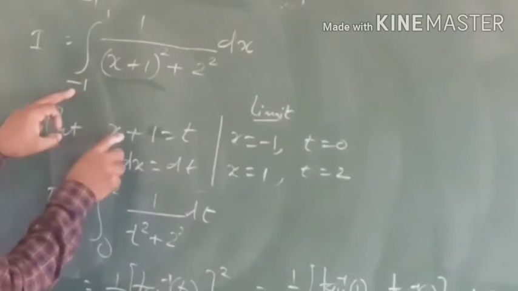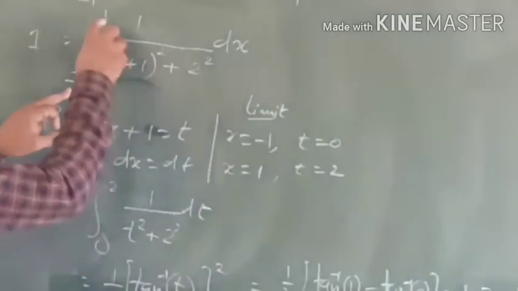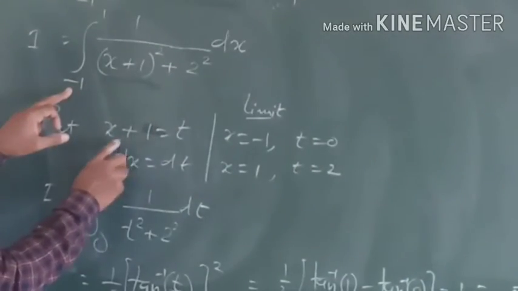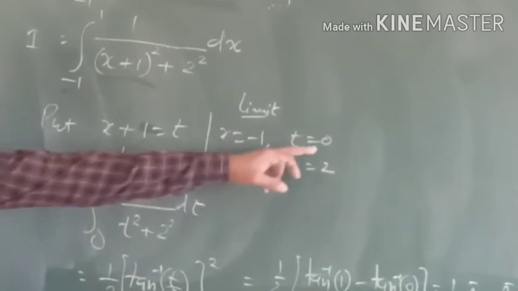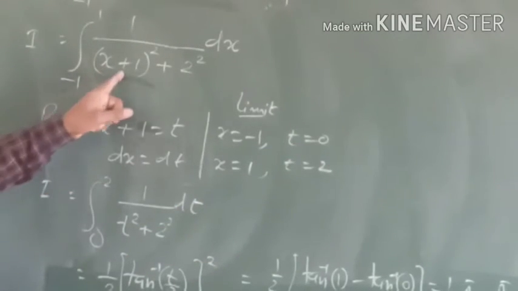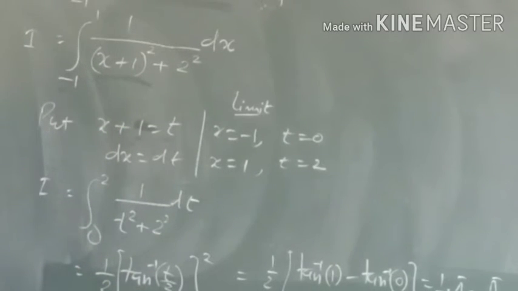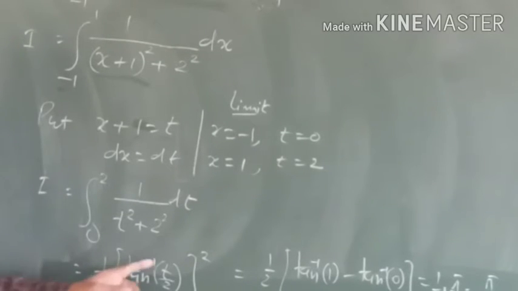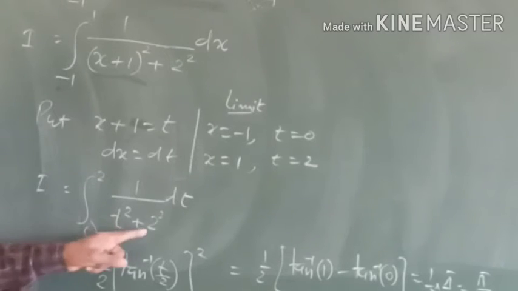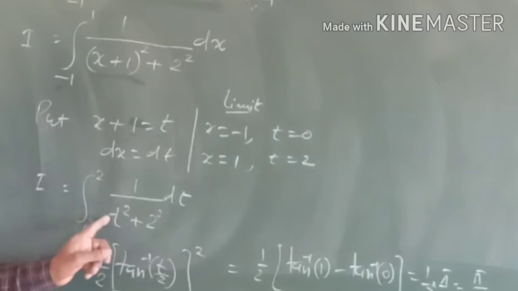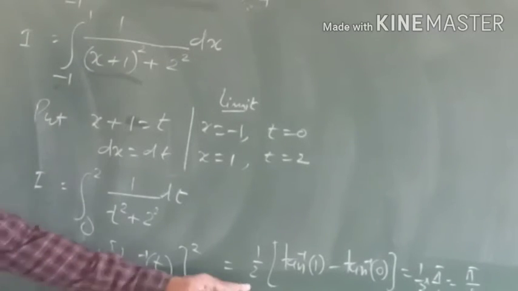When you put x is equal to minus 1 here, 1 and minus 1 cancel out, you will get t is equal to 0, and when you put x is equal to 1 here, 1 plus 1 is 2, it means t is equal to 2. Now our new limit is 0 to 2, 1 upon t square plus 2 square, it is like x square plus a square. So its integral is 1 upon a tan inverse x upon a, 1 upon a means 1 by 2, tan inverse of t upon 2.